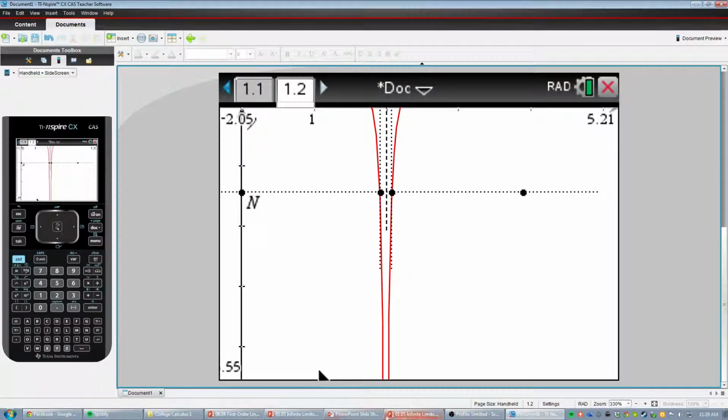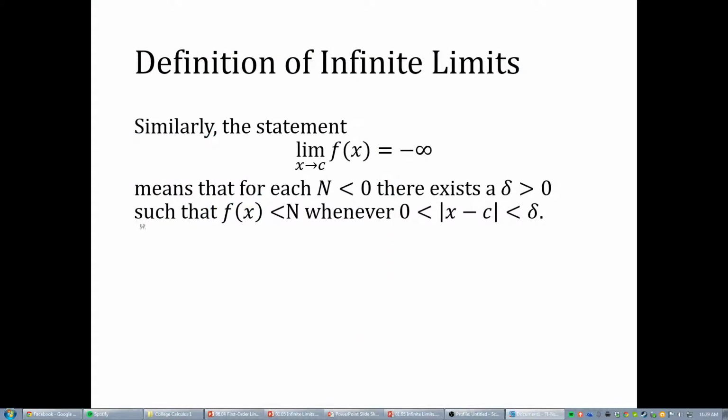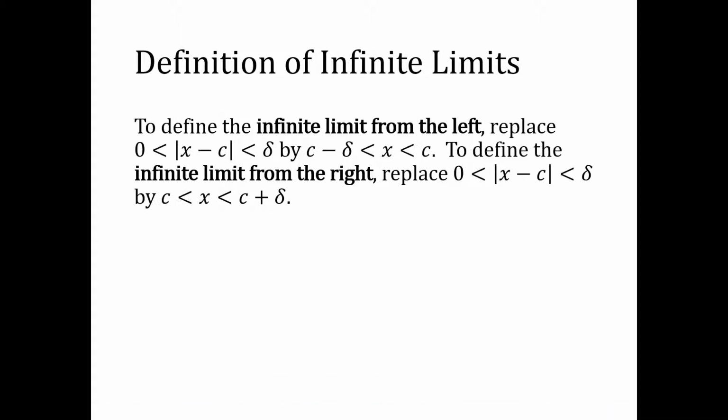So, where are we? Those are the definitions of infinite limits. Pretty self-explanatory. We've gone through that already. So these are directional. To define the infinite limit from the left, instead of saying 0 is less than the absolute value of x minus c is less than delta, we can say that c minus delta is less than x is less than c.